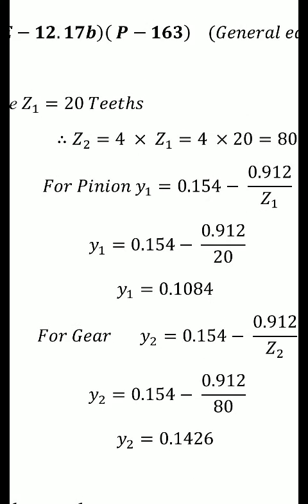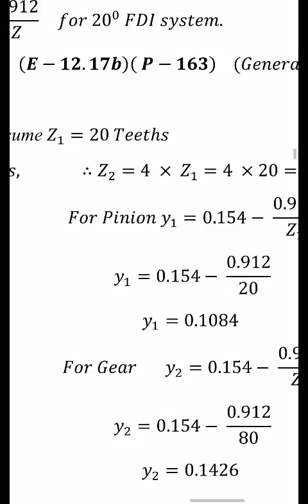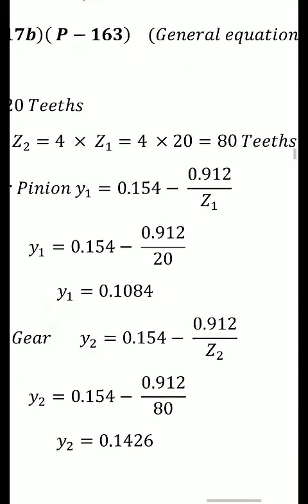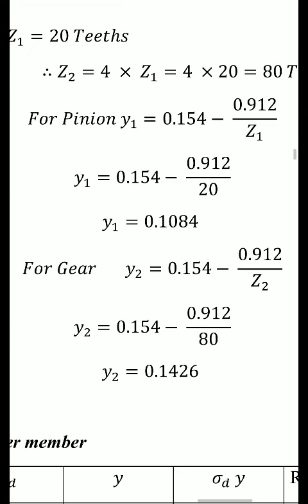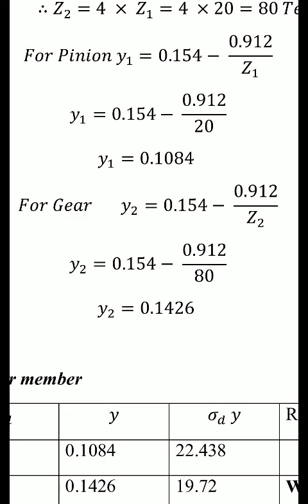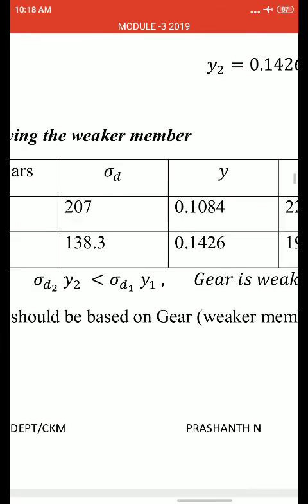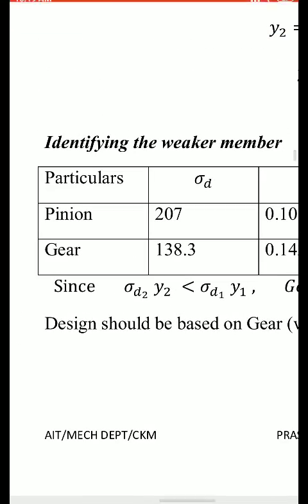For pinion, Y1 is equal to the formula 0.154 minus 0.912 divided by Z1. We will get the value of Y1. And the same thing for the gear, Y2 is equal to 0.154 minus 0.912 divided by Z2. We will get the value of Y2. Okay. Next, identify the weaker member, pinion or gear.